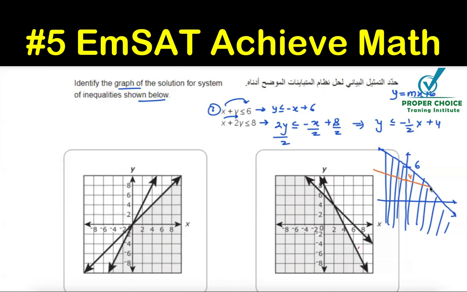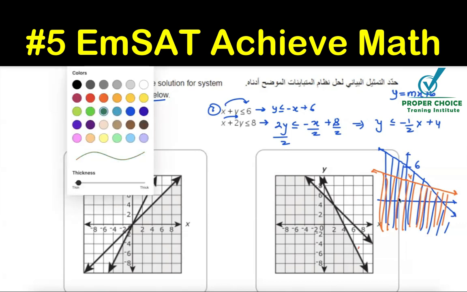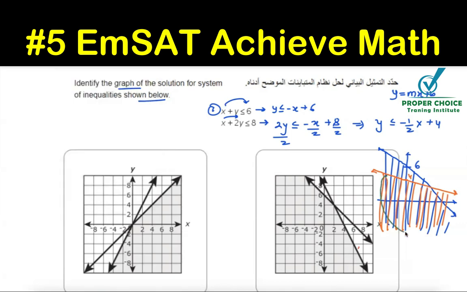Positive 4 is here, let me just make it roughly, and the line would be something like this. Again the graph of this line will be shaded below because y is less than or equal to. Now what is the solution to the graph of the inequality? The common region of the graph where they are overlapping. So this is the region for which the graph should have a solution.